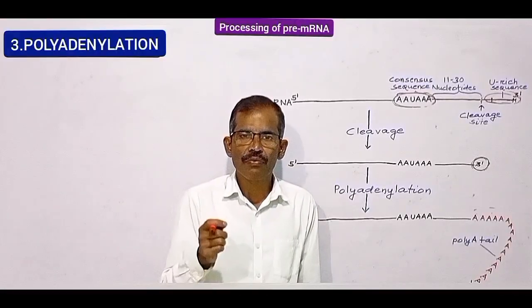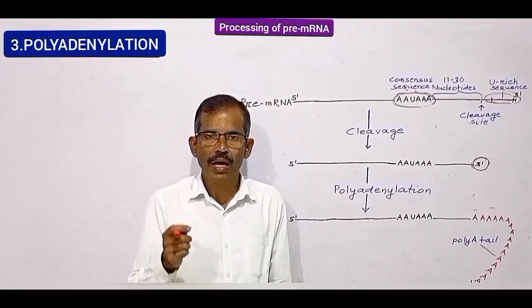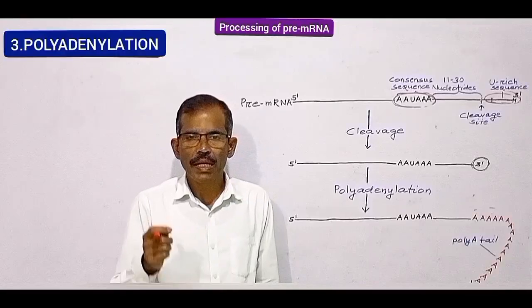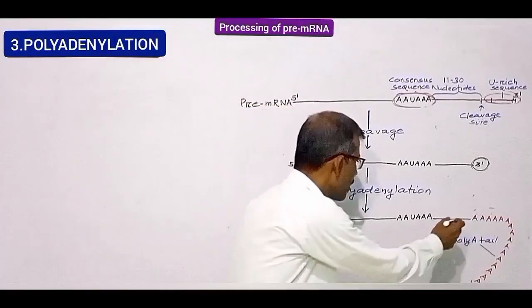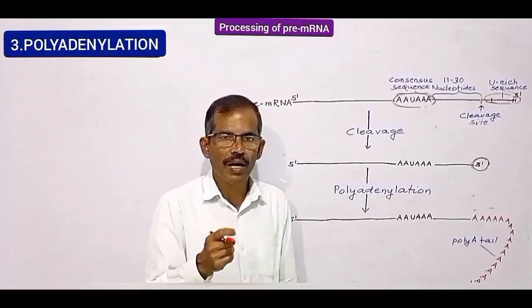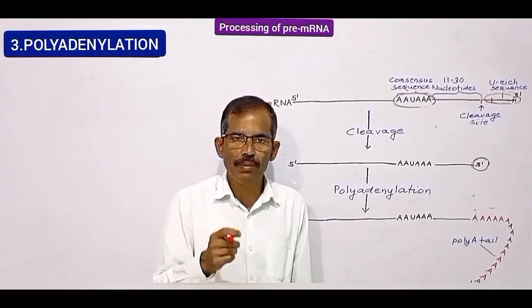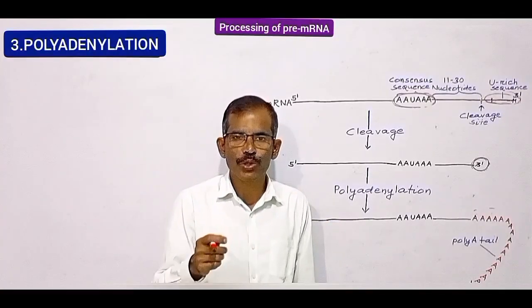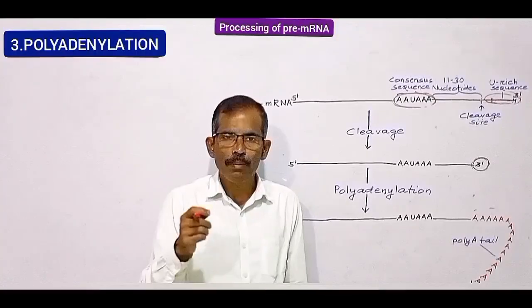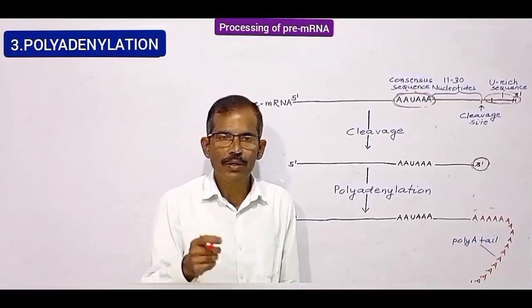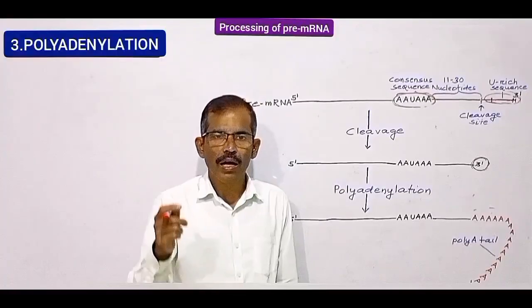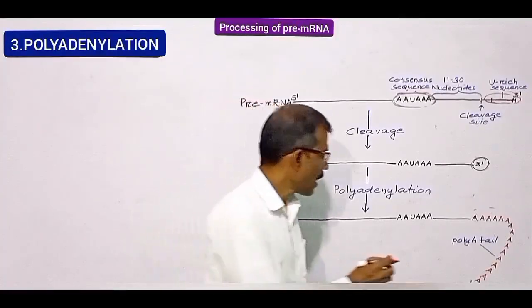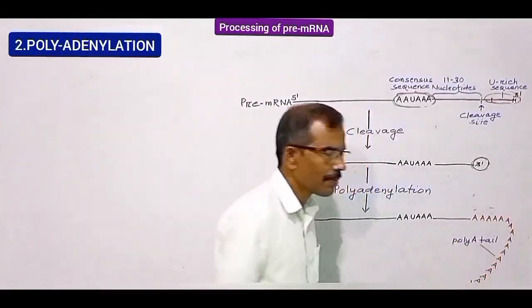Poly-A tail confers stability on the mRNA. It increases the time during which the mRNA remains intact and becomes available for translation. Many mRNAs, microRNAs, and small nuclear RNAs are polyadenylated at the 3' end.